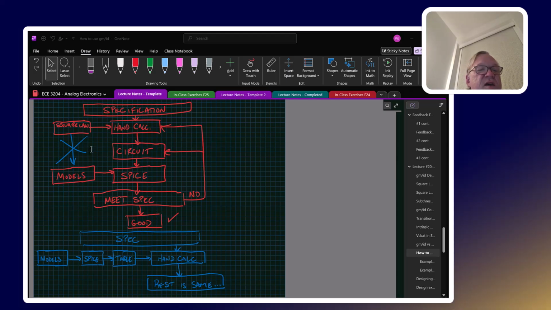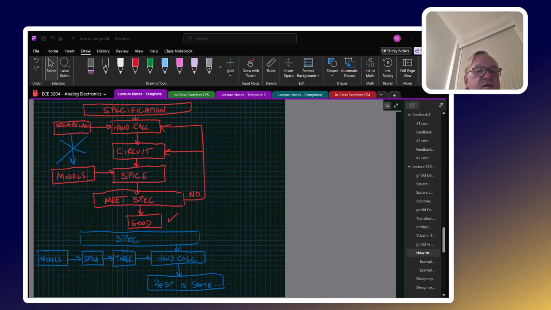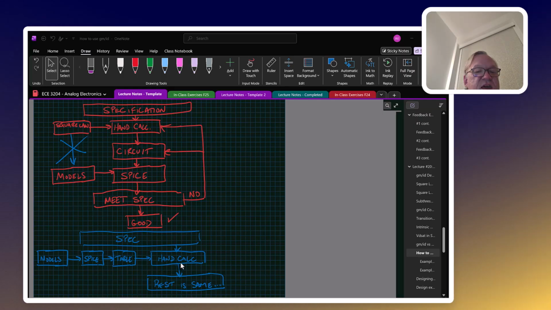Now our problem, as we've said all along, is that the square law doesn't map any longer very well to our models that we're using. And so this ends up causing extra iterations in the design that we probably don't need. So a better approach is to start with a spec. We use models and SPICE to create lookup tables. And from those lookup tables, we feed into a hand calculation. And then the rest of the process is the same.